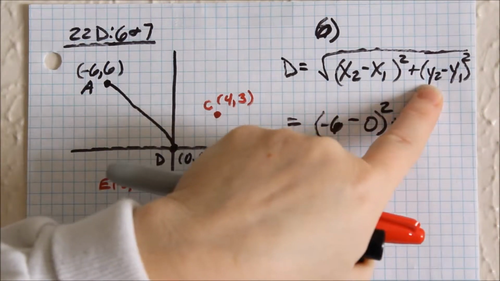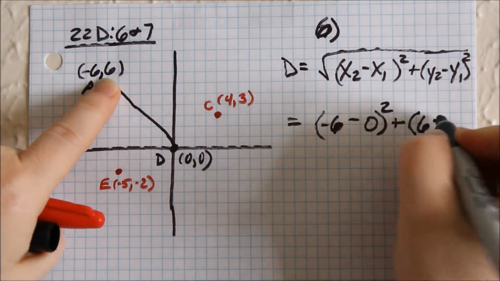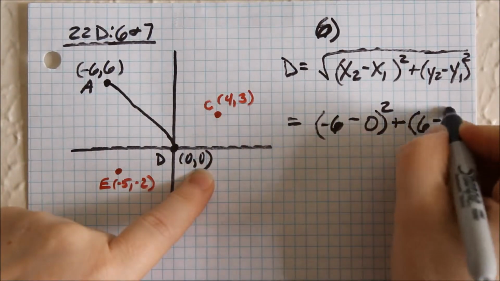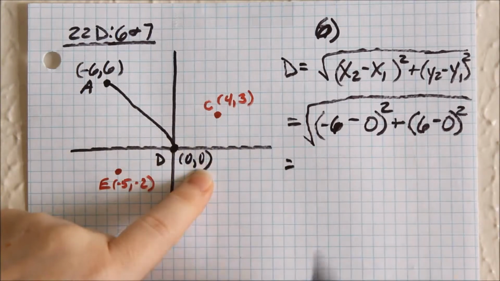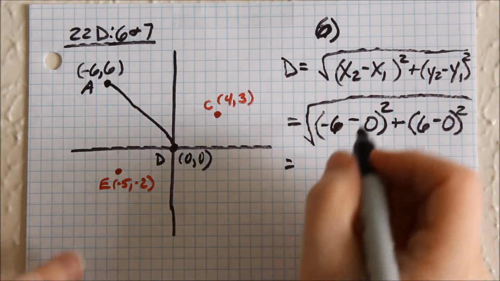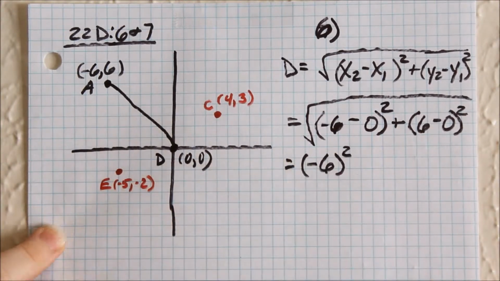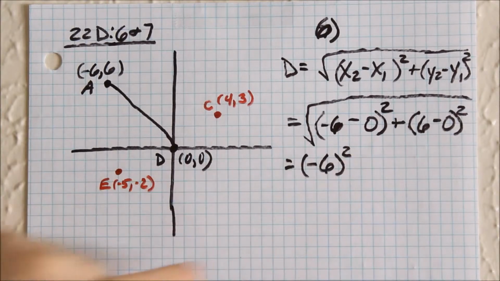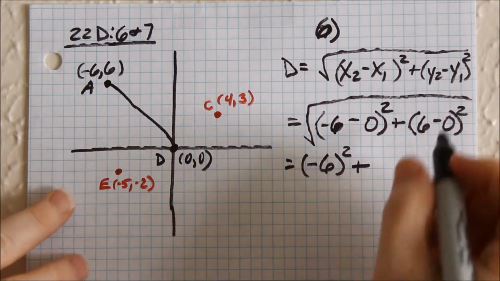I need to start with y2, which is the y-coordinate of point 2. That would be the +6. Minus the y-coordinate of my point 1, which is 0. Square that, then take the square root of the whole thing. Okay? So -6 minus 0 would still be -6. If I have -6 and subtract 0, it's important to keep your parentheses because a -6 in parentheses squared will turn out to be a positive number. Then 6 minus 0 is 6.